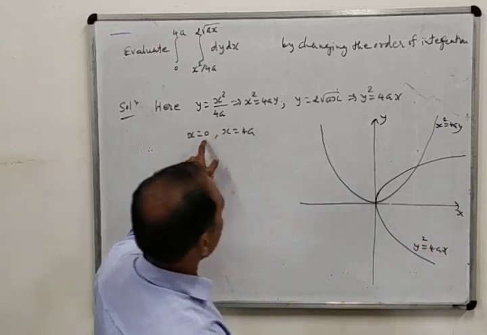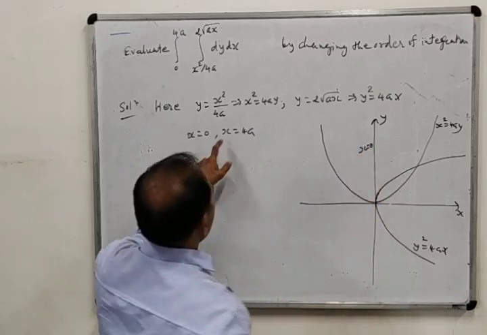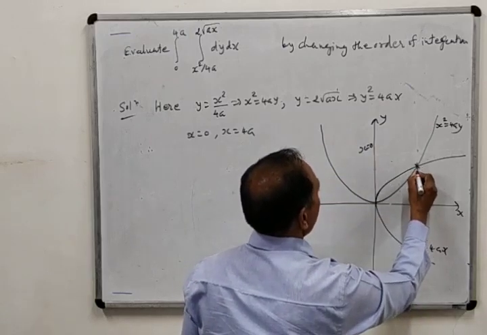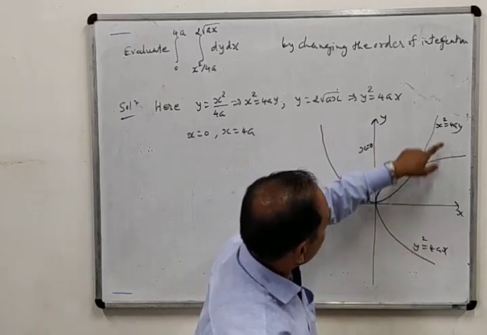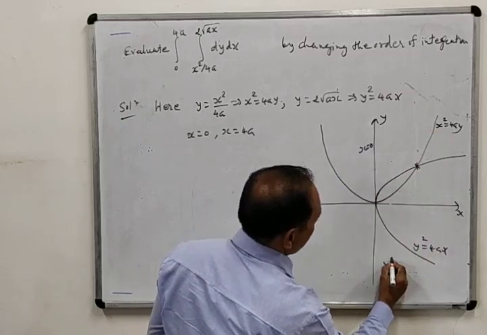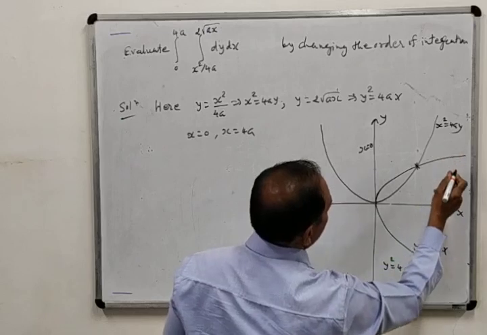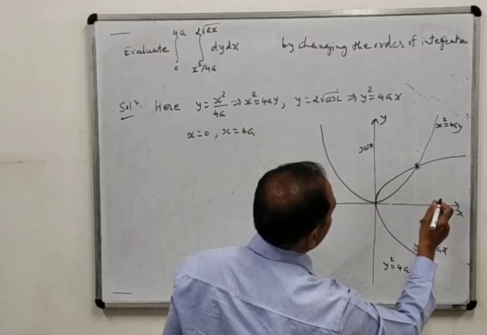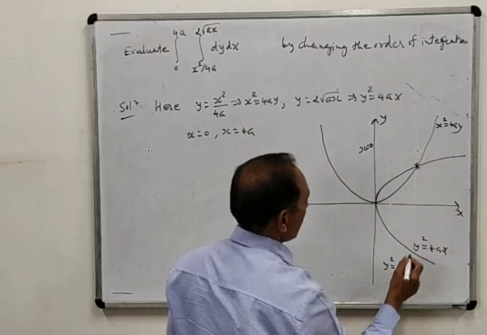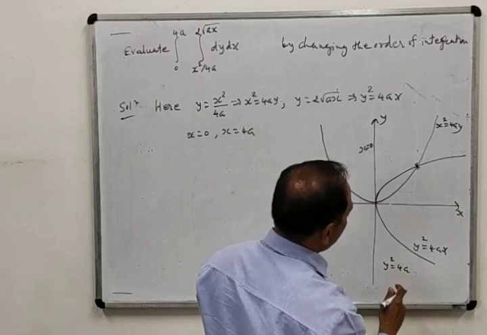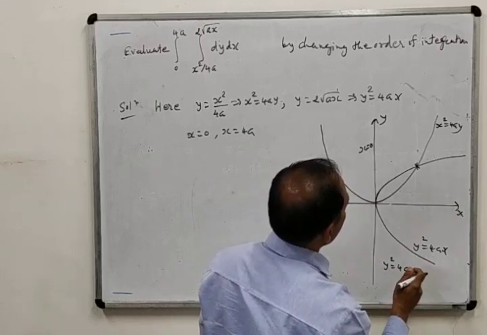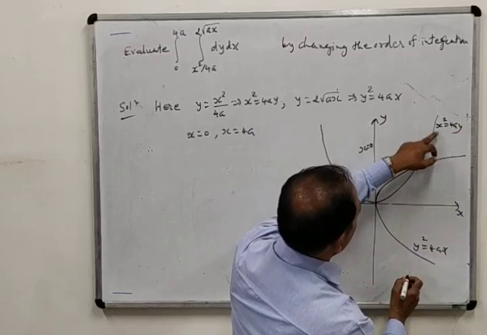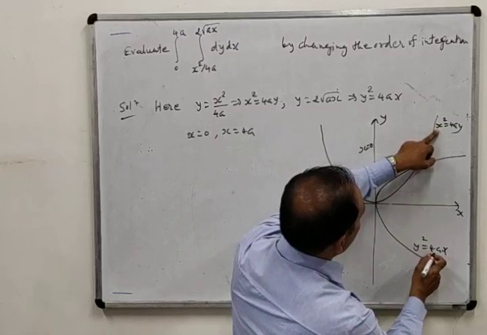Before drawing this, here x equal to 0 is the y-axis. x equal to 4a will be lying parallel to the y-axis. But before drawing this, we will find this point, which is the intersection of these two. Here y square equal to 4ax. To make it easy, I suppose we put the value of x from this one in here. Here x equal to y square upon 4a.